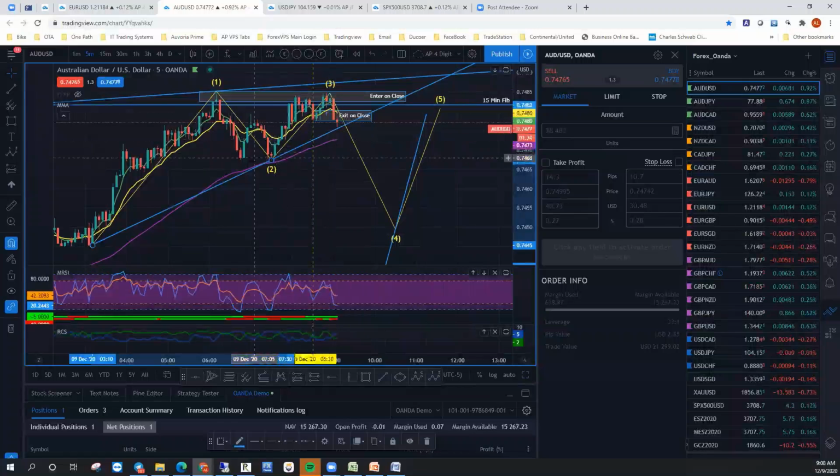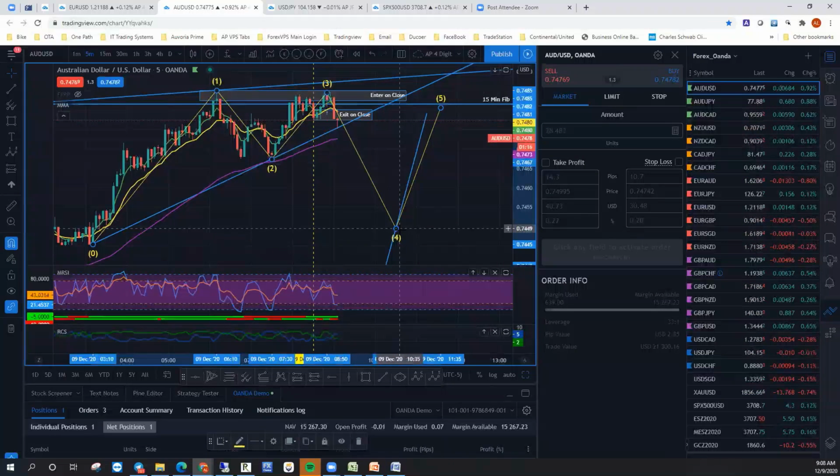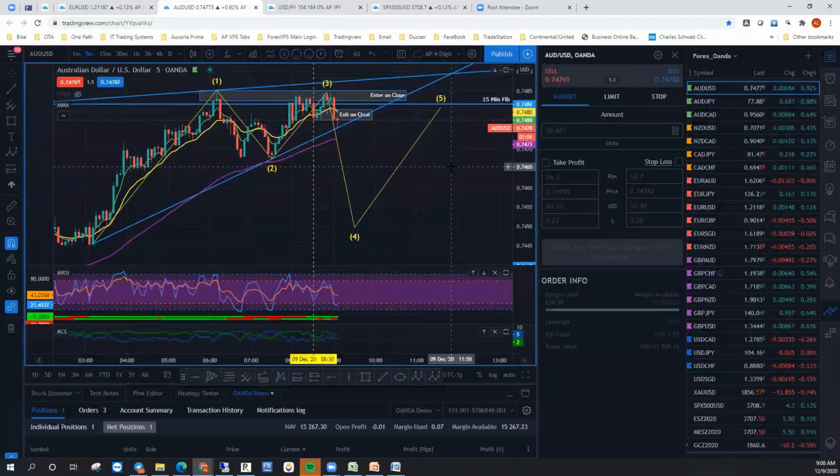If we can get it to break this trend line, this part right here, and if it can break here, it's probably going to go lower. M's and W's.